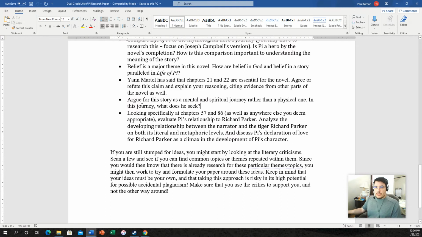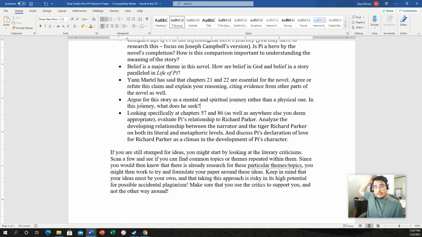Then the next prompt is about a journey, about how you can view this story as a physical journey, like the hero's journey, or you can view it as an emotional journey, or as a spiritual journey. It could be taken a lot of different ways. So you could have a paragraph where you talk about the physical journey, then have another paragraph about the spiritual journey and talk about the parallels between them. And then you could have another paragraph where you talk about the mental journey and talk about the parallels between that and the spiritual and physical.